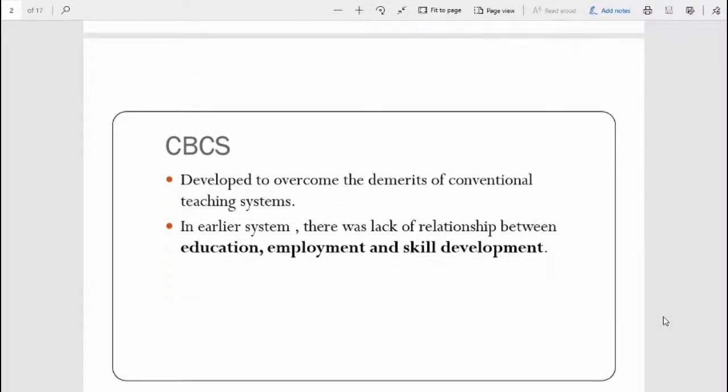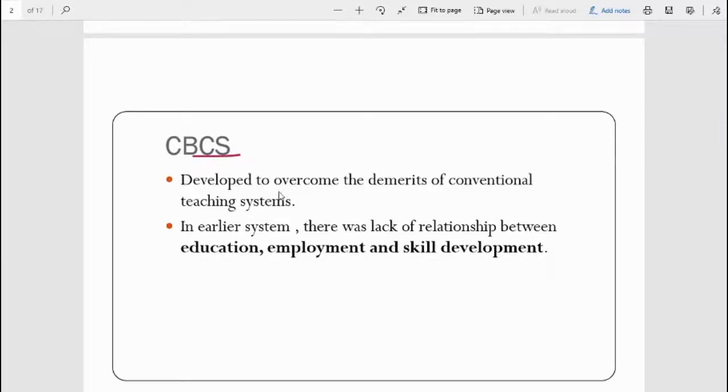The very first question is, what is CBCS? CBCS stands for choice based credit system, a system that gives you the choice to elect or opt for any course in your teaching learning program. So why was CBCS developed?